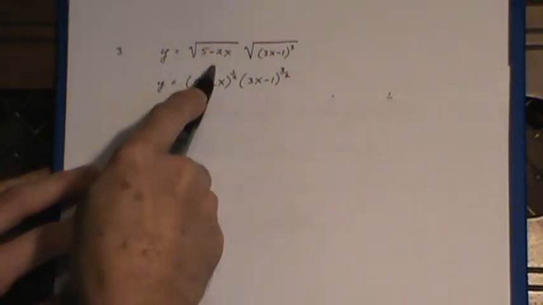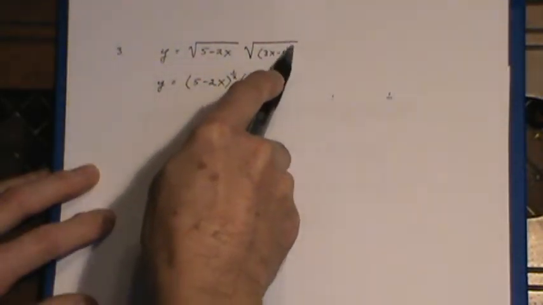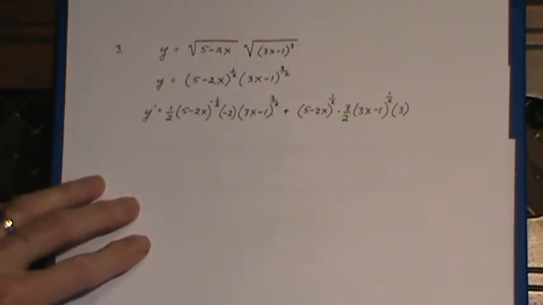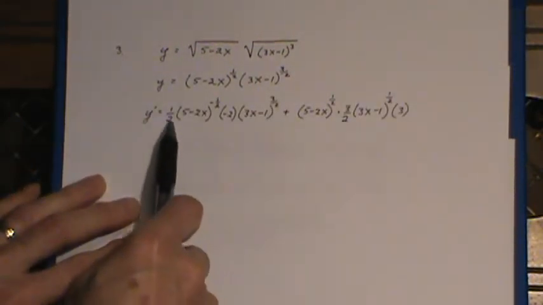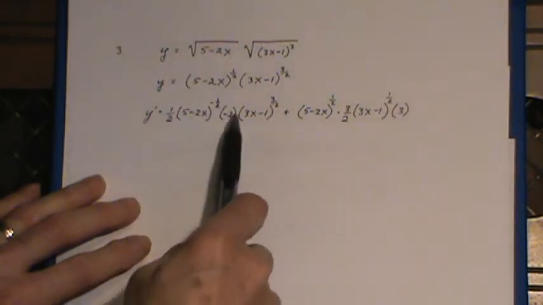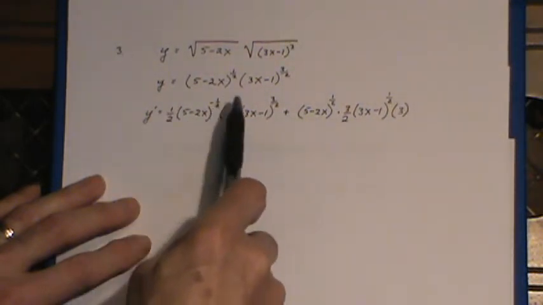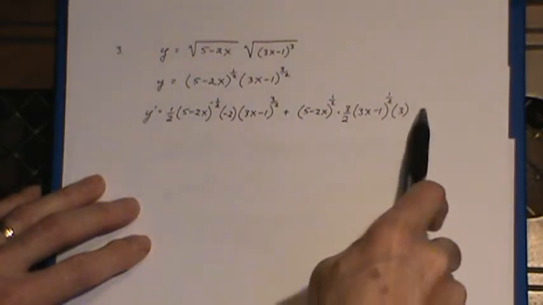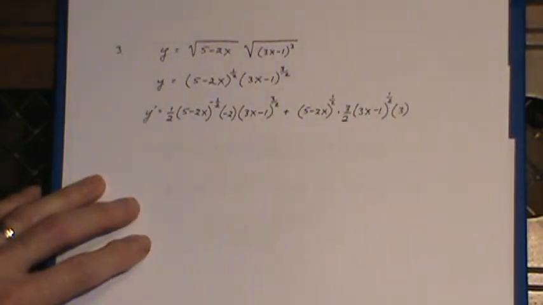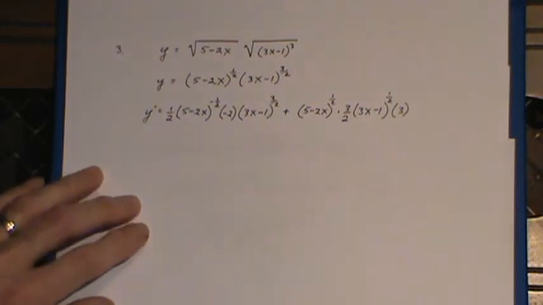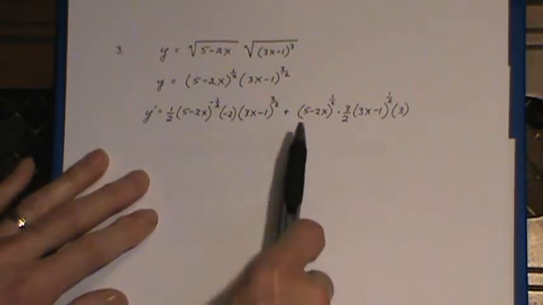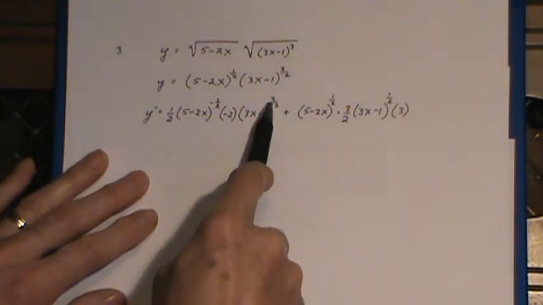Once again, I write the roots to the half. This is to the 3 halves because I have the power 3 there. And this is what it looks like when I take the derivative of the first, using the chain rule, times the second, plus the first times the derivative of the second, again using the chain rule.